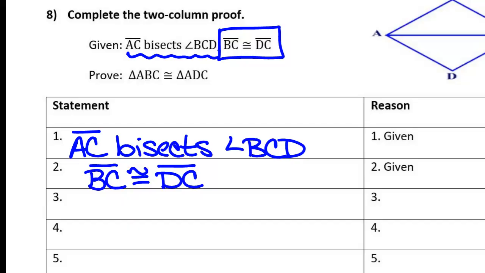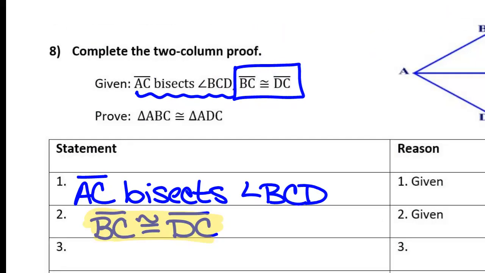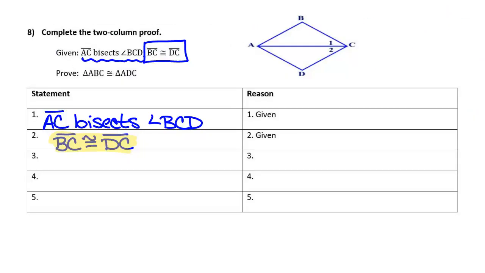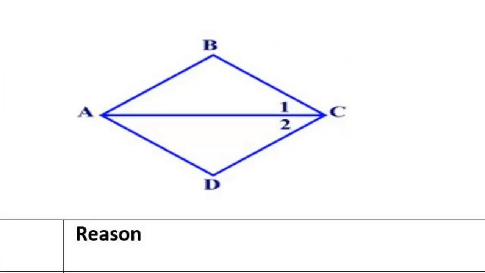This piece of given information right here is a congruence. It should be marked on my picture. Hold on, I don't know why it switched slides. There we go. This is a congruence and should be marked on my picture. Is this already marked on the picture that BC and DC are congruent? No, then we need to go and add it to the picture. BC right here and DC right here.